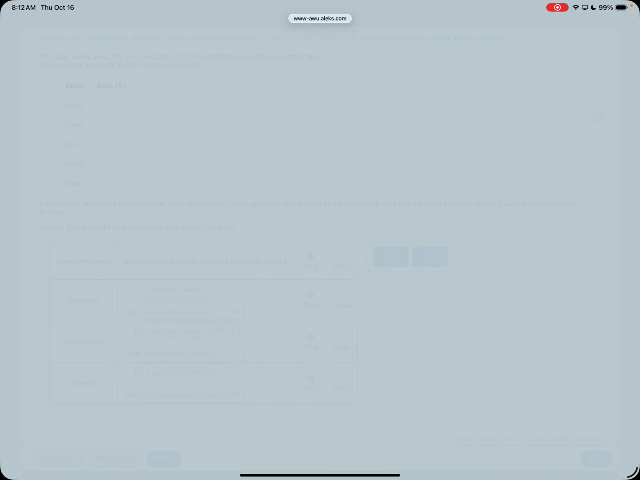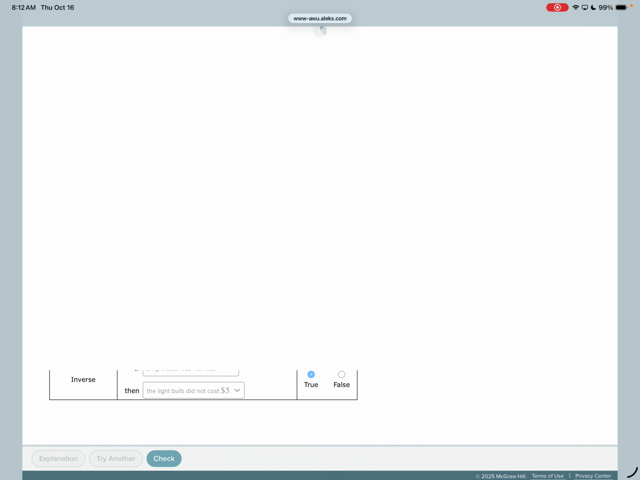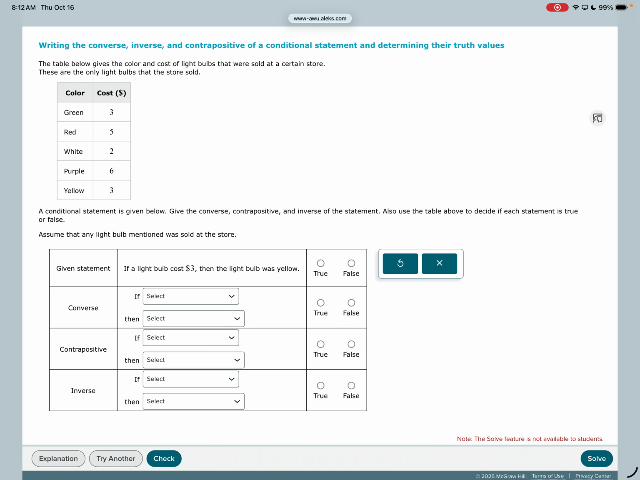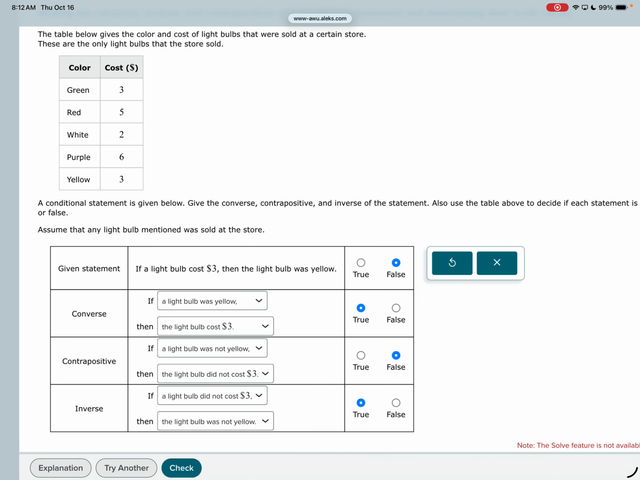So let me generate one more real quick. Yes, I think this is the one. I'm just going to go ahead and solve it real quick. So if a light bulb costs $3, then the light bulb is yellow. Well, if I look at my chart, I have 2 3s up there. If it's green, it's $3, and if it's yellow, it's $3. So just because it's $3 doesn't mean it's going to be yellow. It could be green. So my original is false here, okay?